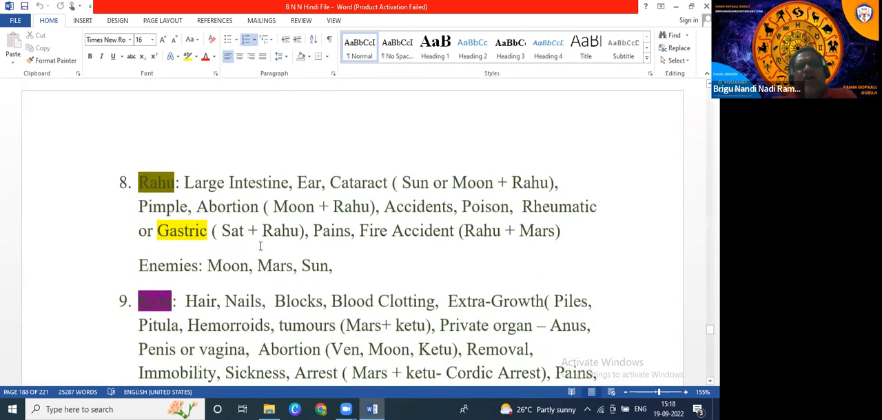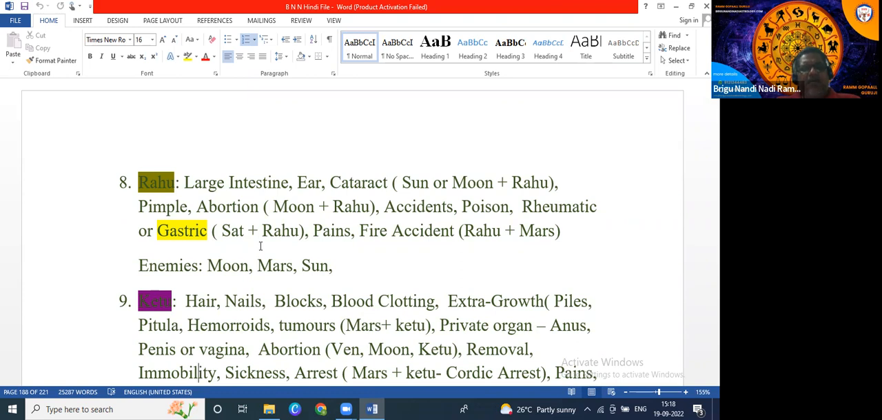And when it comes to Rahu, Rahu is the large intestine. Rahu is ear, Rahu is cataract. So Sun or Moon plus Rahu, the native will have cataract problem, blindness, and ear problem, and large intestine. So there may be ulcers in the stomach or in the intestine. So the intestine sometimes has to be removed.